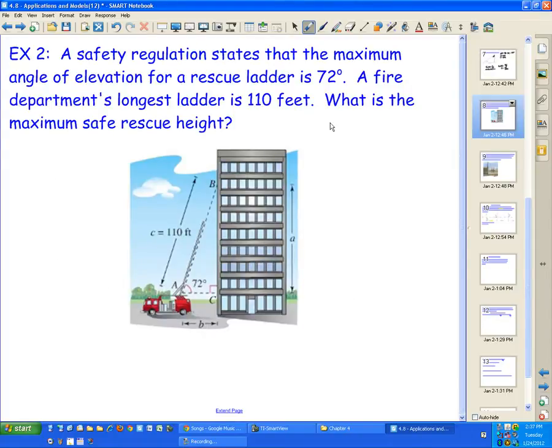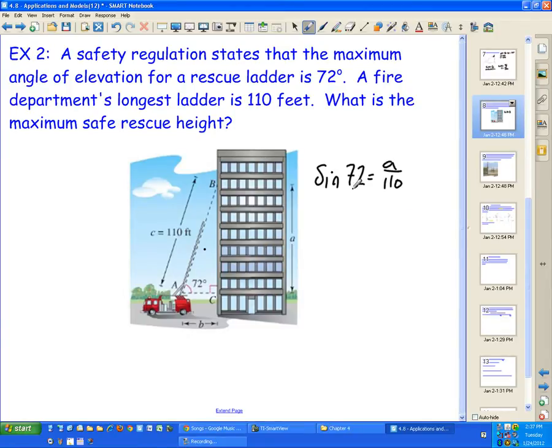So in my next example, it says the safety regulation states that the maximum angle of elevation for a rescue ladder is 72 degrees. A fire department's longest ladder is 110 feet. What is the maximum safe rescue height? So I'm basically just looking for A in this case, when I want to find out how high up the ladder could reach. I'm going to do that using a trig function. You'll notice that I'm looking for the opposite when I have the hypotenuse and an angle. So that would be sine. So sine of 72 will equal A over 110.